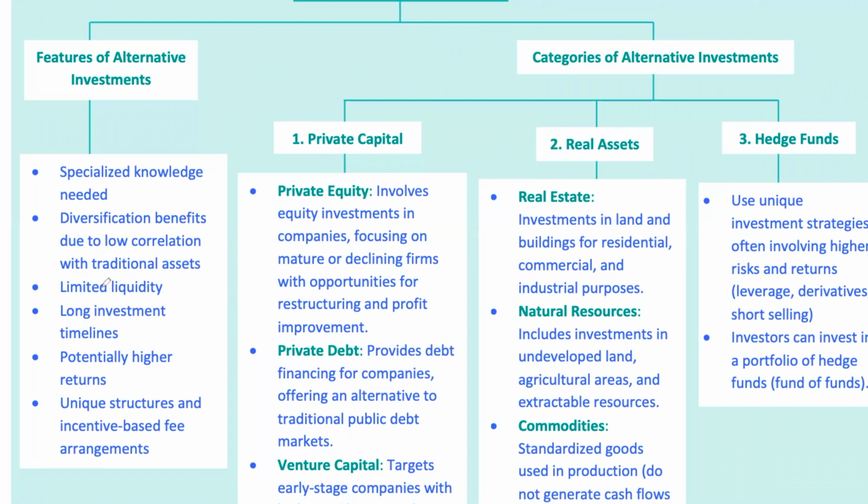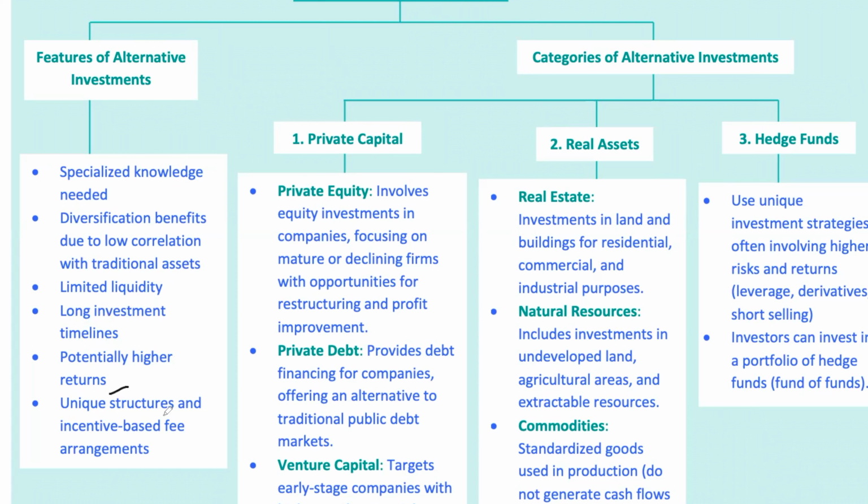But these advantages come with strings attached. Alternatives are usually illiquid, meaning your money could be locked up for years. And they often require a longer-term horizon. You're not flipping a startup in 6 months or harvesting timber overnight. These are slow plays, measured in years, not quarters.